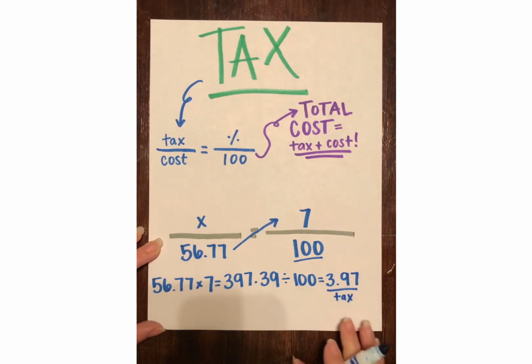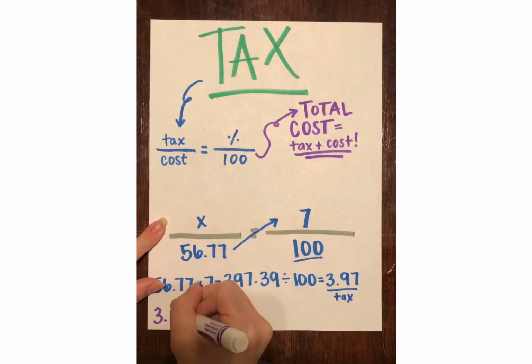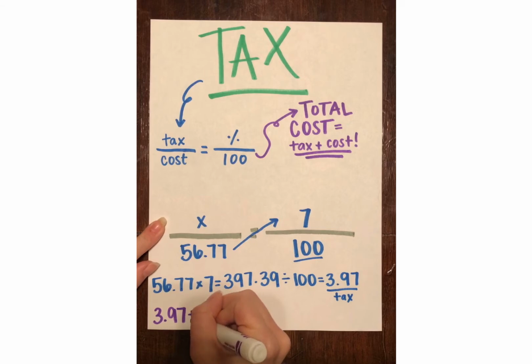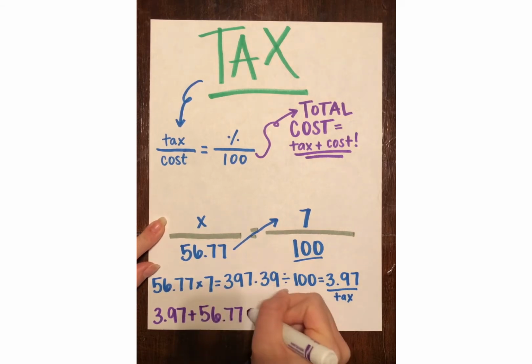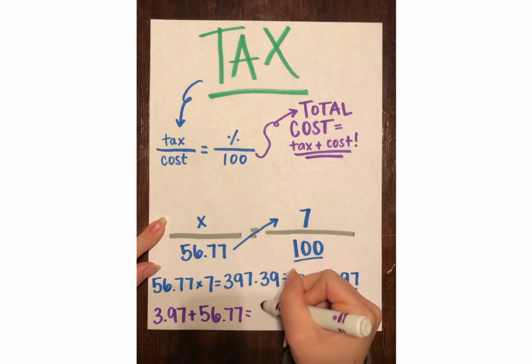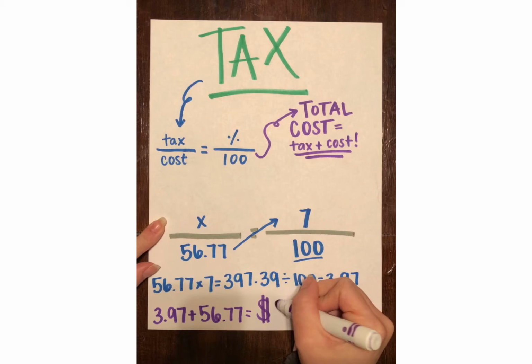But the question also asked us to find the total. So to find the total, we have to take the tax and add it to the cost of the books. So the grand total cost that she's going to have to hand over to the cashier is $60.74.